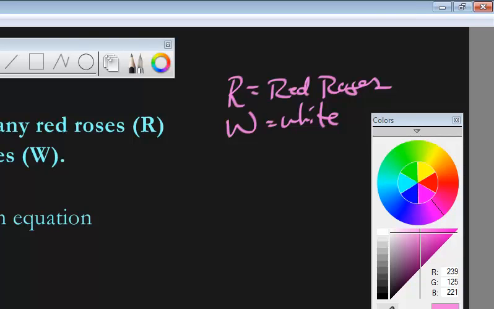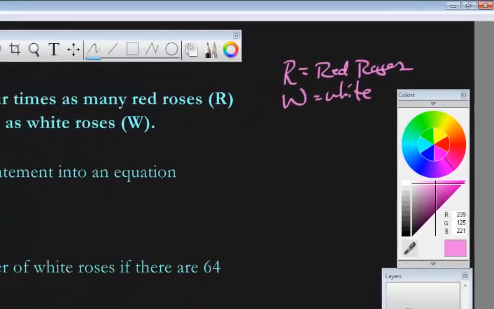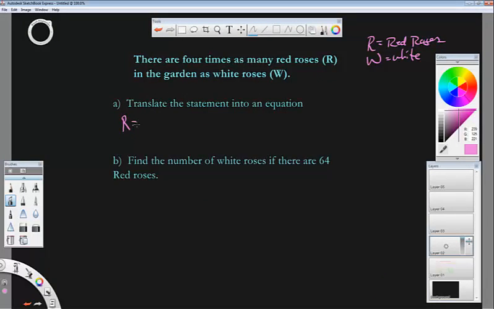Well, let me just put it out there. Is it R equals 4W, or is it W equals 4R? Okay, take a second, pause it, and debate this. All right, now I would just guess, if you were like the rest of the students, people will probably say W equals 4R because it says 4 times as many red roses.